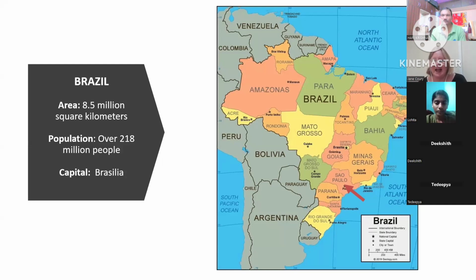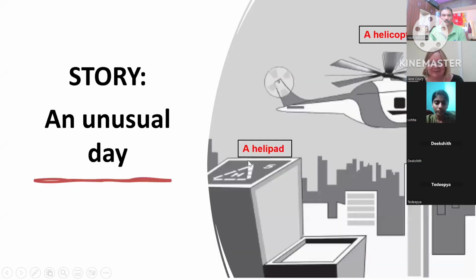Okay. And just below Brasilia, you've got São Paulo, the state of São Paulo, and you've got São Paulo city. Now, I live about 4 hours from São Paulo city in a town called São Carlos. You can see with the red arrow here. Okay, so our story today is about São Paulo in Brazil. Okay, so let's get started.